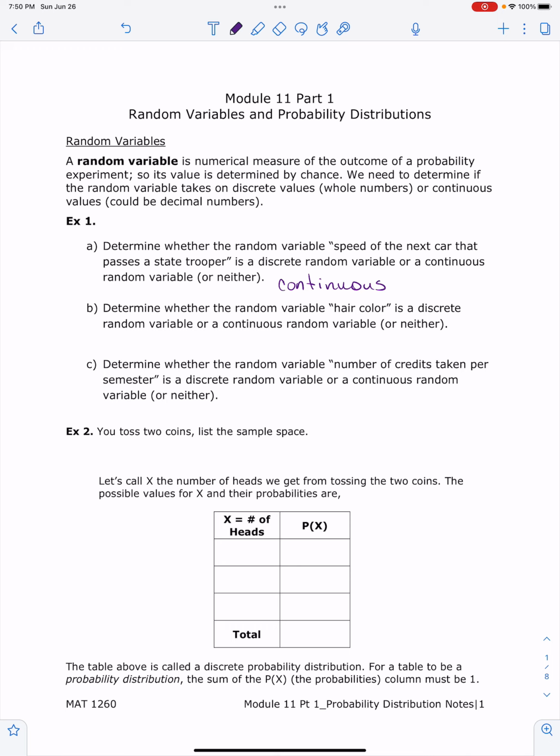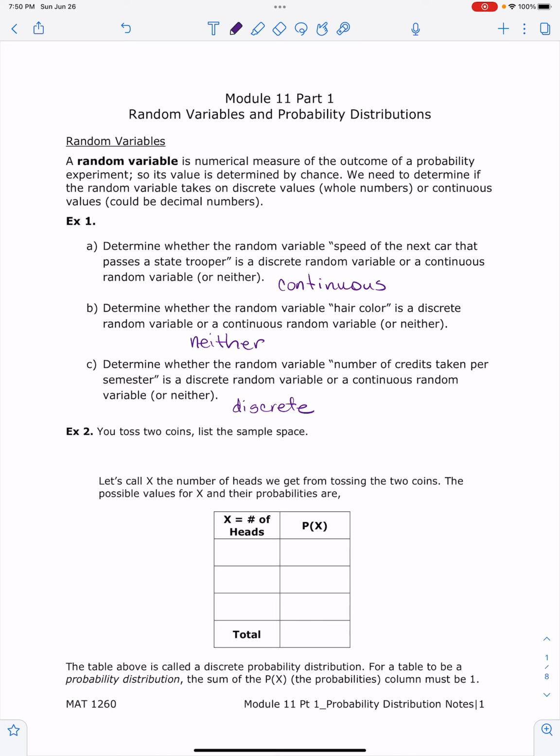B, determine whether the random variable hair color is discrete or continuous or neither. This one is a neither, right? This is not numerical. And while we could assign numbers to hair colors, there is nothing that says because we are calling blonde 1 and brunette 2 that brunette is better than blonde. So we could assign numbers, they don't necessarily mean anything. C, determine whether the random variable number of credits taken per semester is a discrete random variable or continuous. That is discrete. Credits are whole number values.